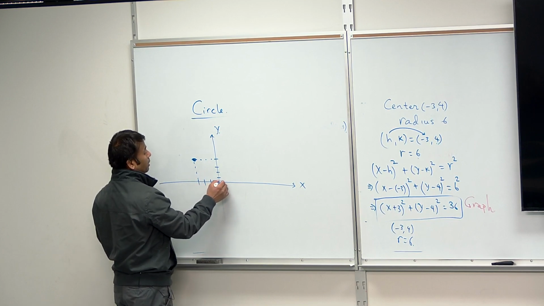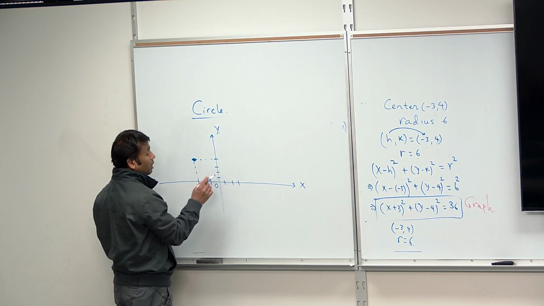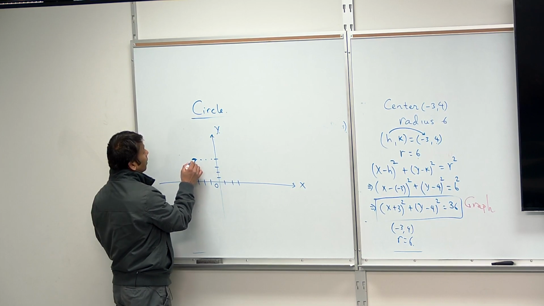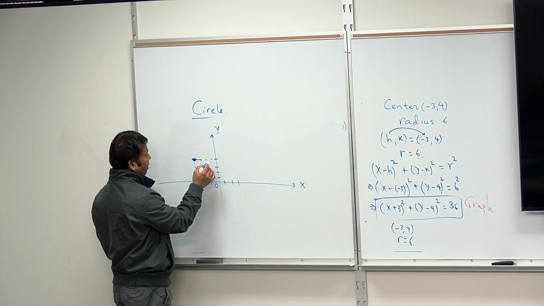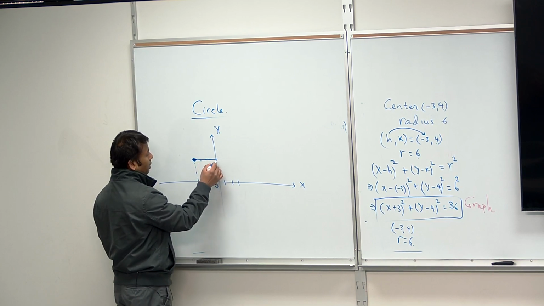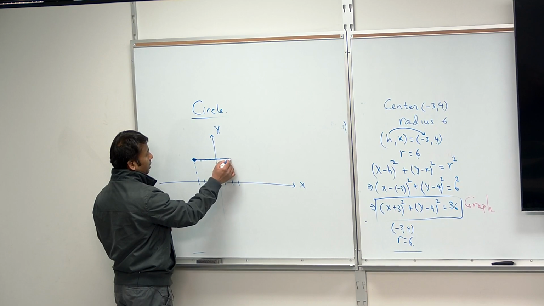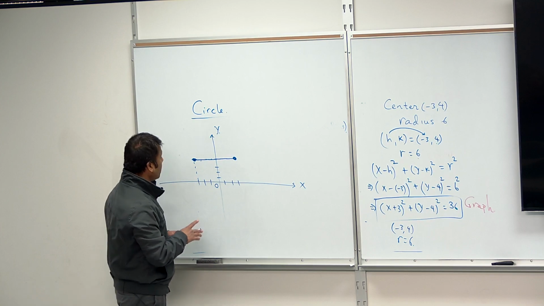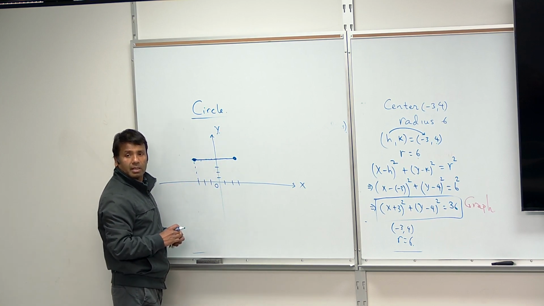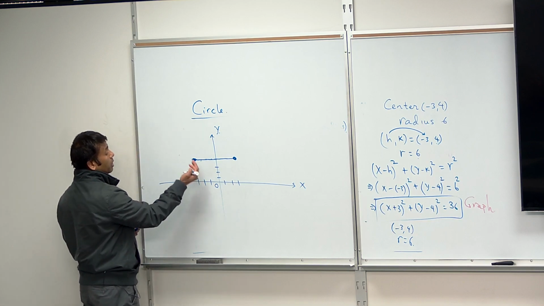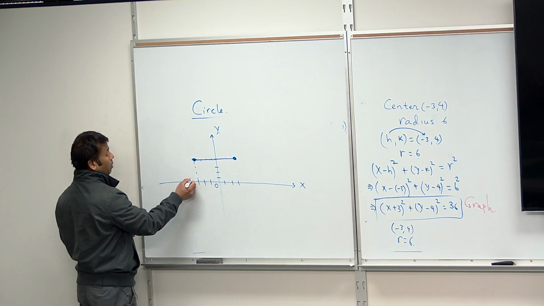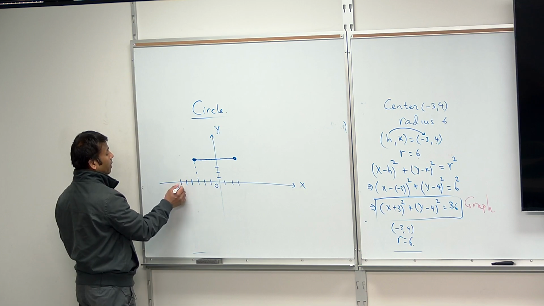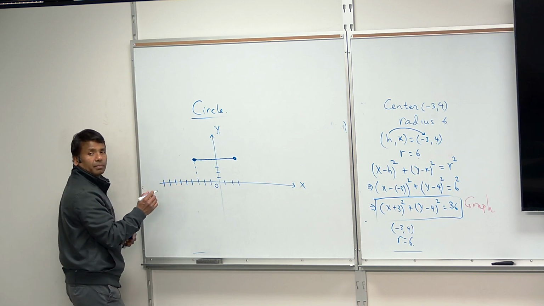So now let's say 1, 2, 3. So that means 6 unit radius. So 1 unit from here, 1 unit, 2 unit, 3 unit, 4 unit, 5, 6 units. So this is the point on the circumference of the circle, because this radius is 6 units. Does that make sense? And same thing, you have to go 6 units to the left. So 1 unit, 2 unit, 3, 4, 5, 6. It's not to scale, okay?